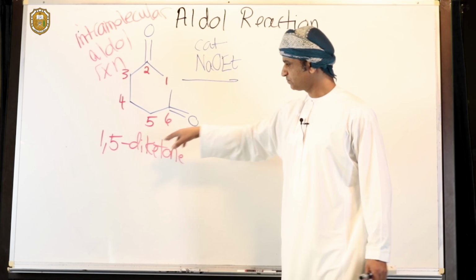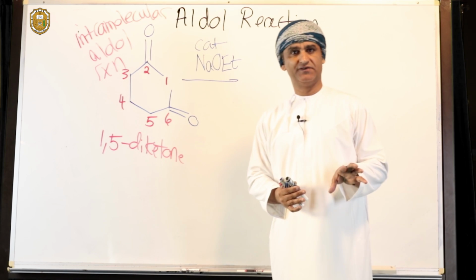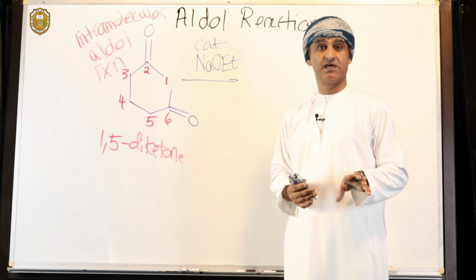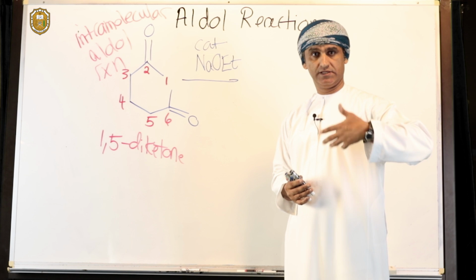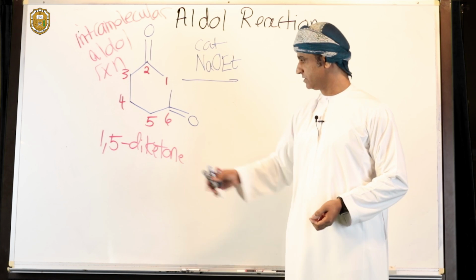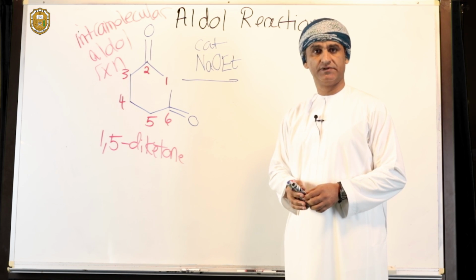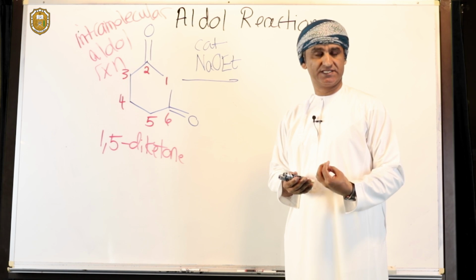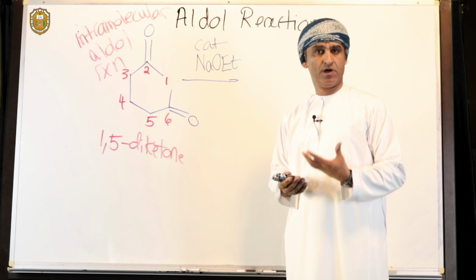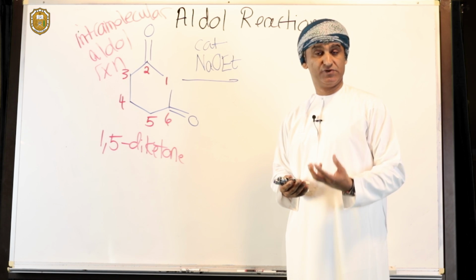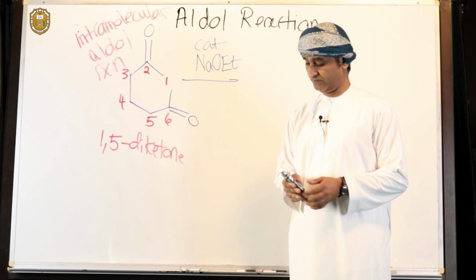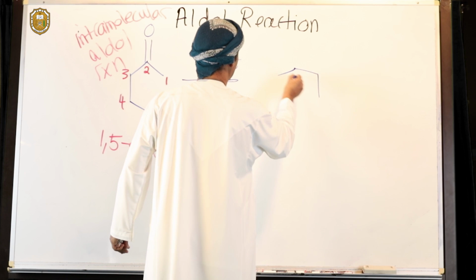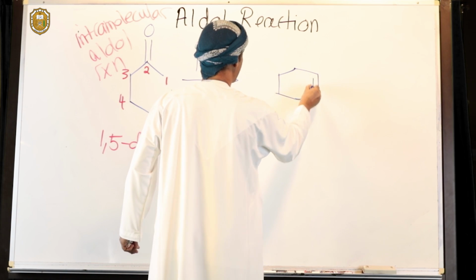But clearly here, since we have now a 1,5-diketone, the ring size will not be the same as before. Now the ring size here should be 6, because we start with a 1,5-diketone. Before, we took a 1,4-diketone as an example, and we ended up with an enone of ring size 5. Now, if we take a 1,5-diketone, then we should get cyclohexenone. So this should be the final product.